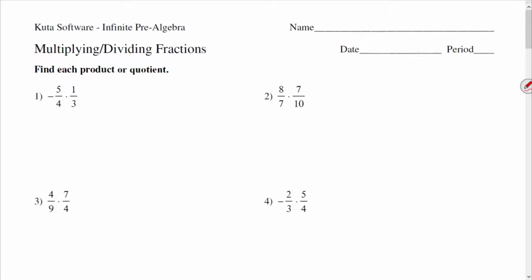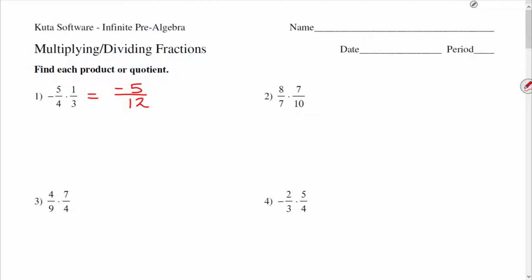Okay? Now, for multiplying and dividing fractions, you do not have to have the same denominator. That's only adding and subtracting, so you have the same size of piece. Multiplying and dividing have to do with cutting up fractions, and so you don't have to have a common denominator. The way that you multiply fractions is that you multiply the numerators together, as in negative 5 times 1 is negative 5, and the denominators together, 4 times 3 is 12.